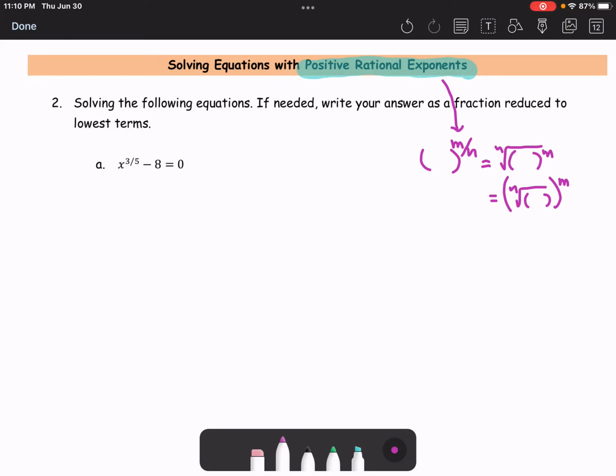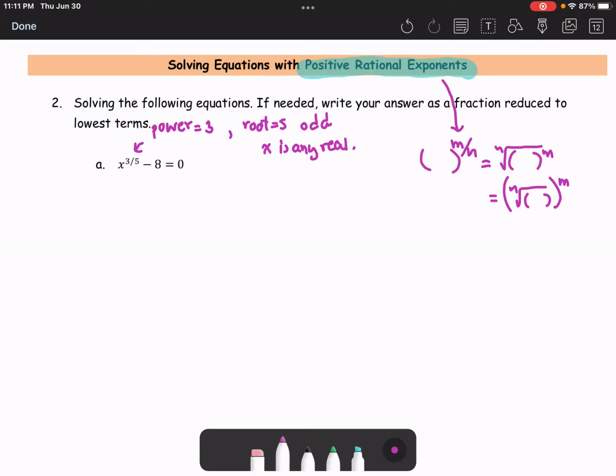If we look at the power, 3 over 5, that means the power equals 3, and the root, or the index of the root, is 5. 5 is an odd number. That means x is any real number. No restriction. Just put in a note.